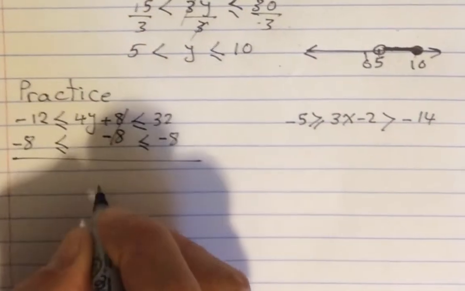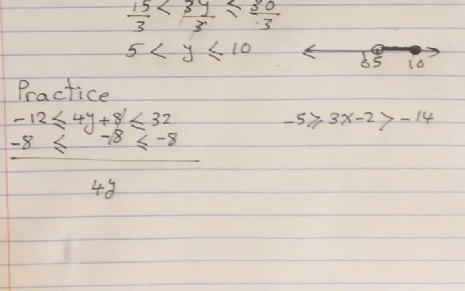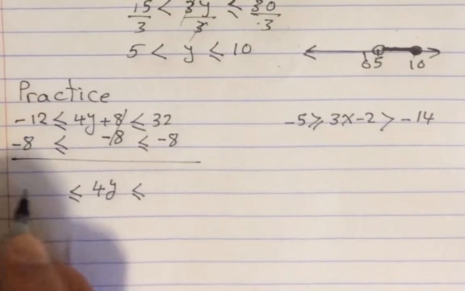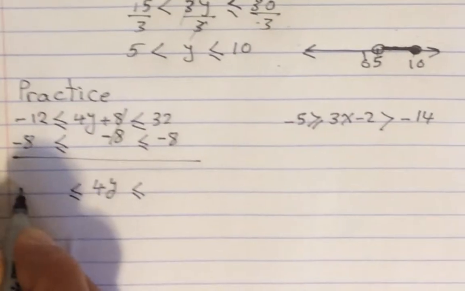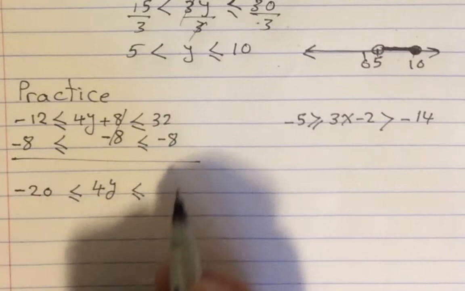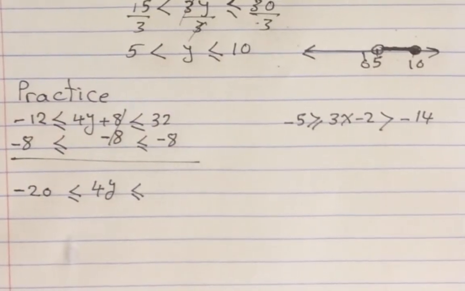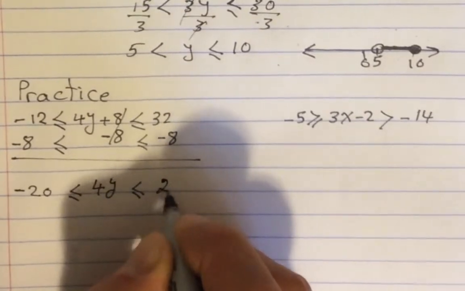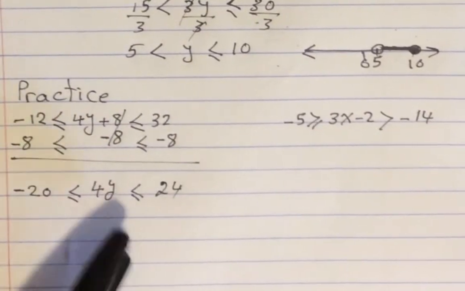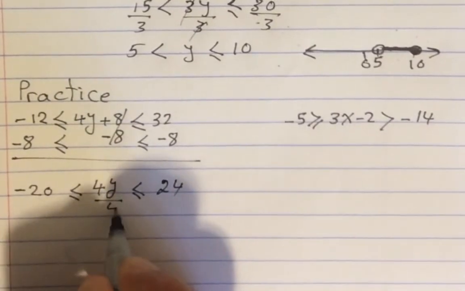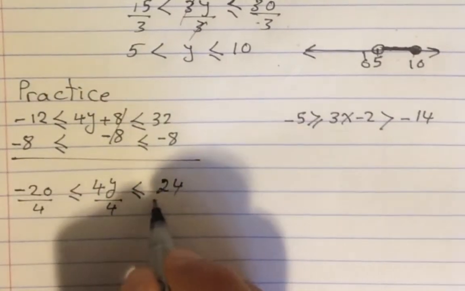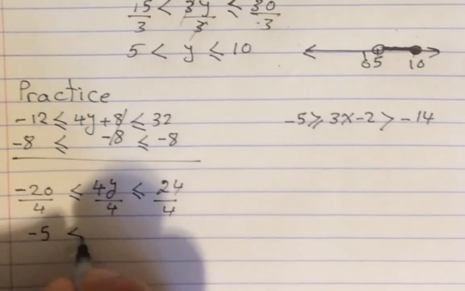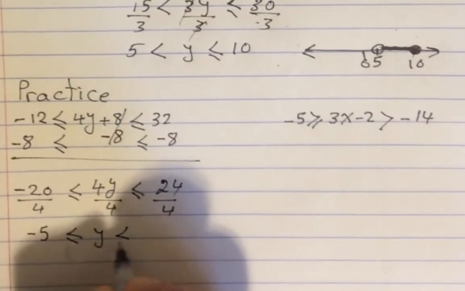The 8 is cancelled, so in the middle we have 4y. -12 minus 8, that's going to be -20. 32 minus 8, that's going to be 24. Now we want to get the y by itself, so we need to divide by 4. Always you leave the division for the last. So -20 divided by 4 is -5. -5 less or equal to y, less or equal to 6.